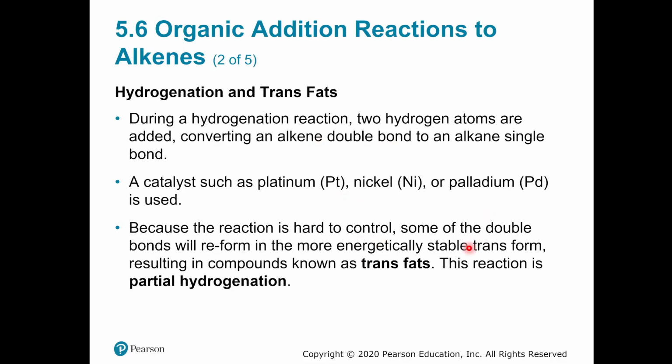Now, this reaction is very difficult to control. So what ends up happening is you don't always get all alkanes. This is actually an equilibrium. It's a reversible reaction, so you can get some of the double bonds coming back. And so instead of just having all alkanes, you typically generate a little bit of the ones with double bonds. When those double bonds come back, though, they don't have to come back as the cis double bonds that we've seen in all these fatty acids that have the double bonds.